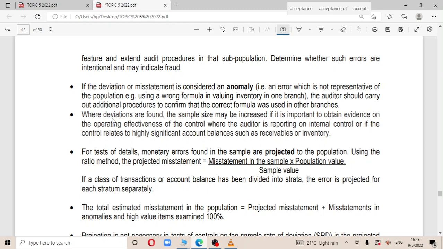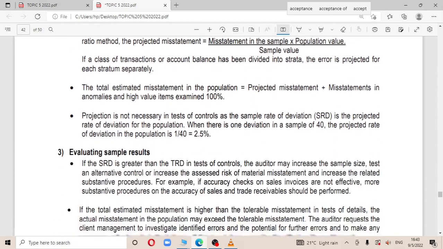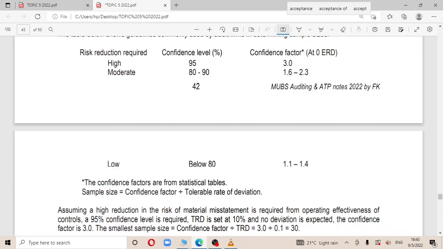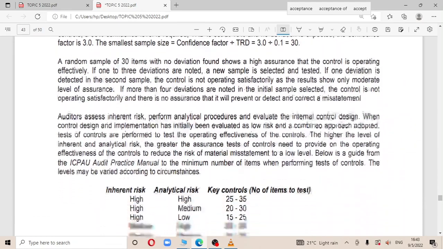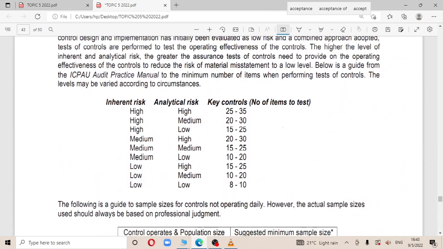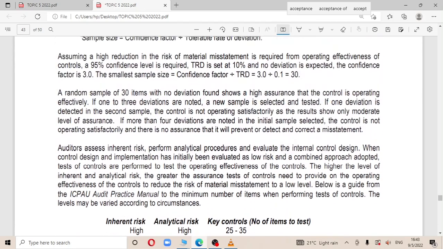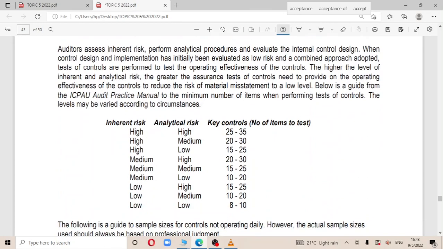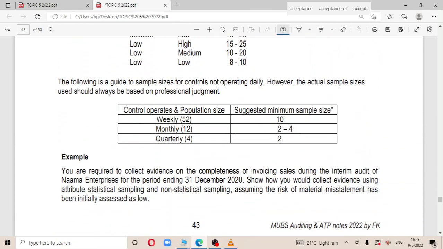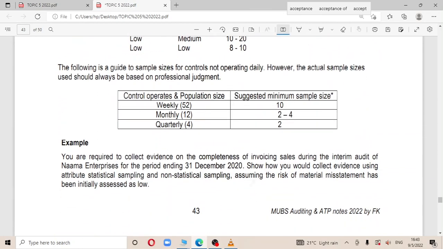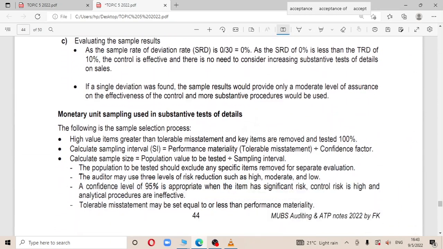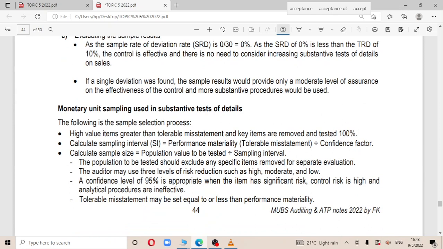I want to go to some examples here. I want to go to a sample of monitoring sampling. We said it is one of the methods you can use to select samples. It is here on towards the end.